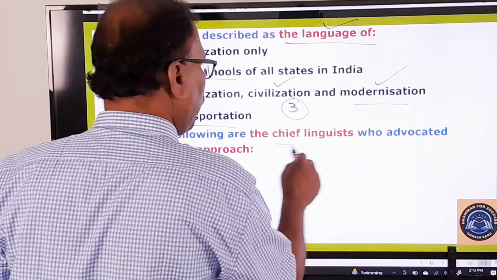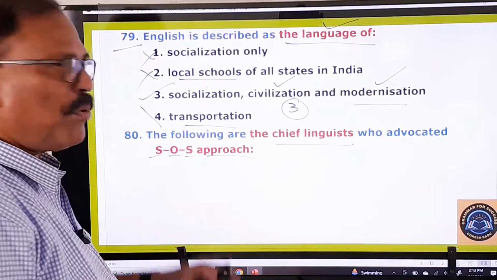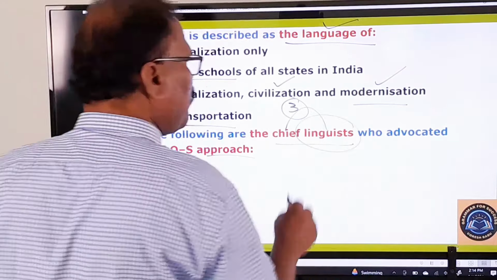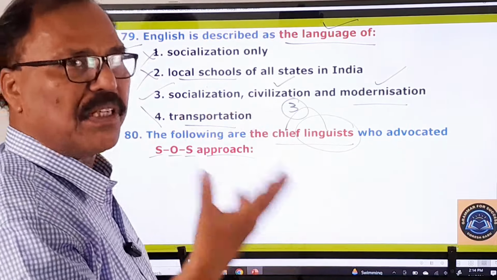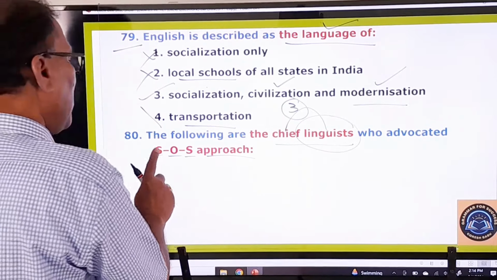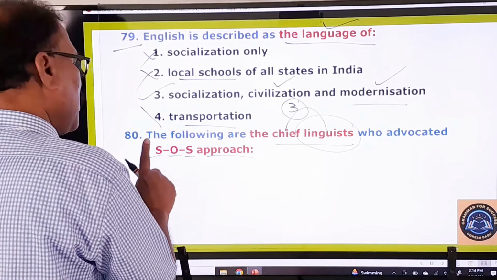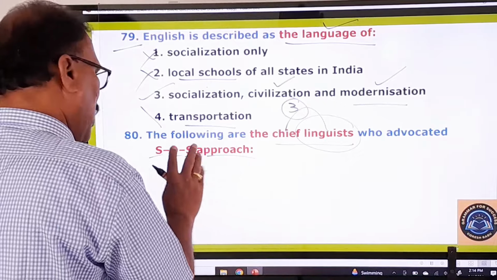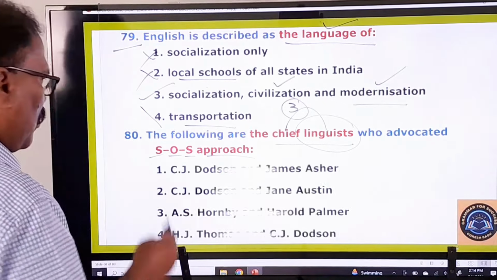The following are the chief linguists who advocated SOS approach. It's a teaching approach. Okay, right. And here, who are the chief linguists? Linguists means the persons who are good at languages, who are experts in languages, are called linguists. And SOS means structural oral situational approach. SOS approach means structural oral situational approach. That is called the language approach. And who are the propounders of this approach? So here the question is like C.J.